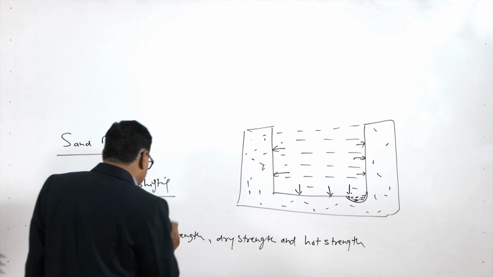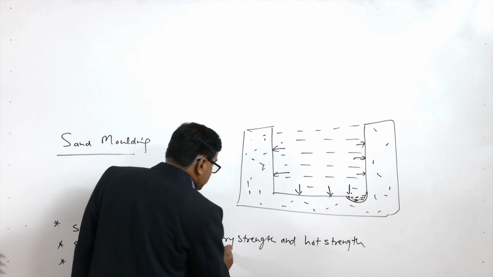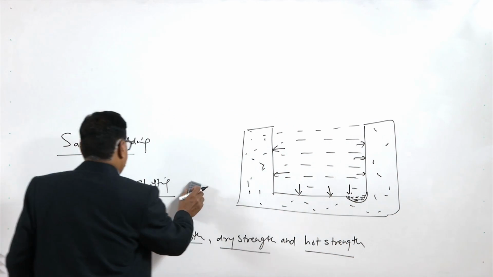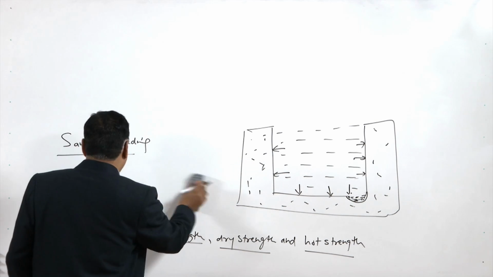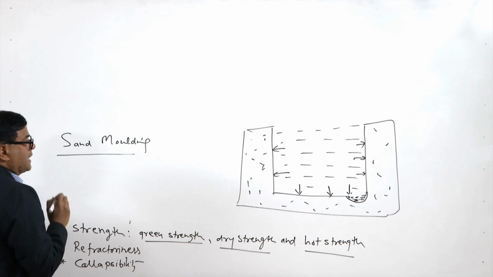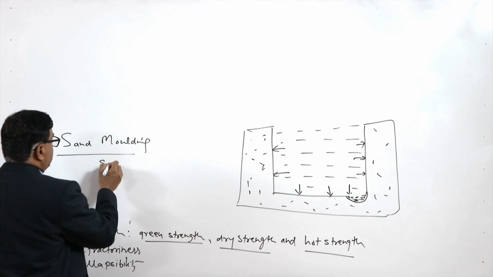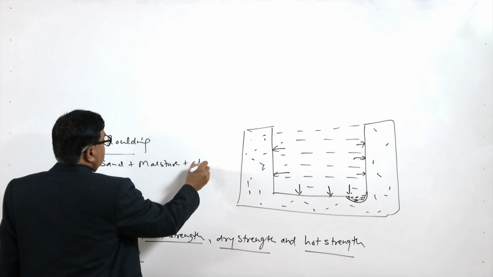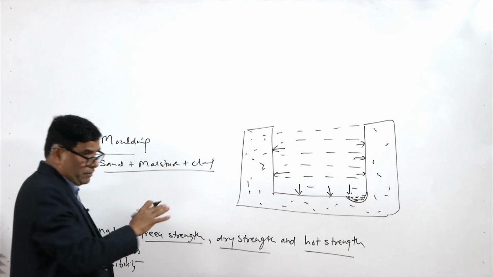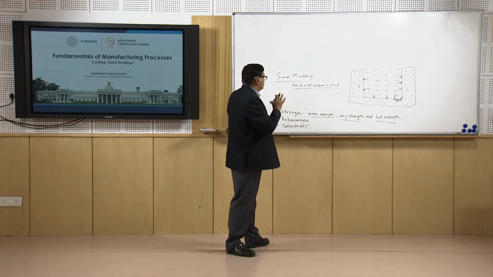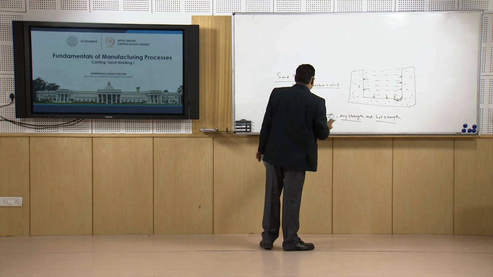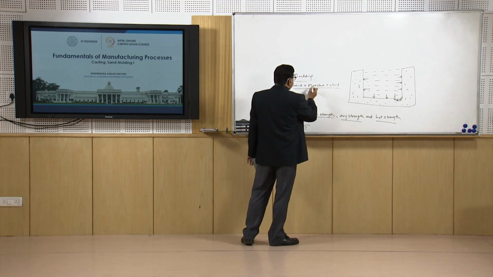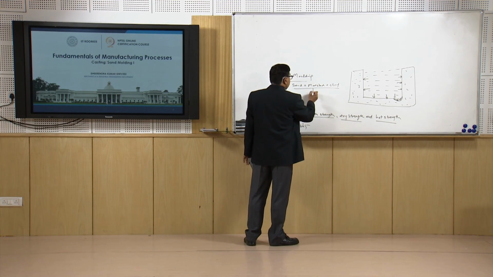But under what conditions is the strength of the mold checked? Whenever we make the mold of sand using sand plus moisture plus clay, these are the three important ingredients, plus a small amount of other ingredients are also added in order to have the desired characteristics which are specific in nature. So, the moisture, sand and the clay are mixed and then the mold is made.